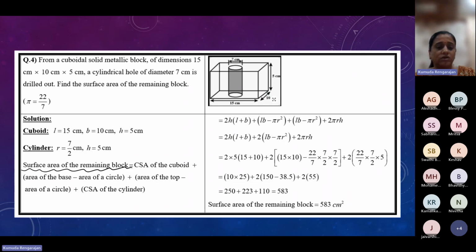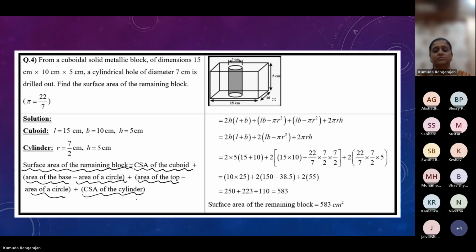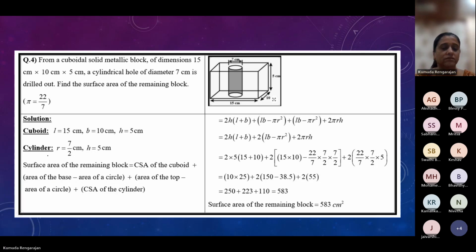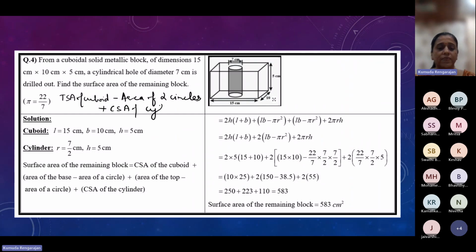The surface area of the remaining block is equal to CSA of the cuboid plus area of the base minus area of the circle, plus area of the top minus area of the circle, plus the CSA of the cylinder. You can do it like this also, what we discussed earlier: CSA of cuboid minus area of two circles plus CSA of cylinder. Both are the same. What you see here and this one, both will give you the same answer.